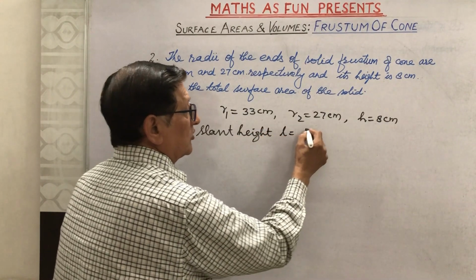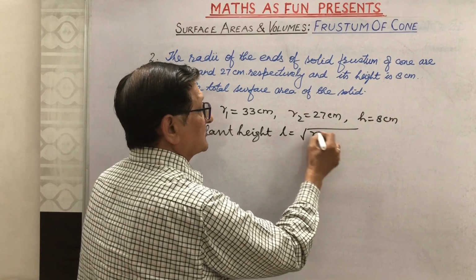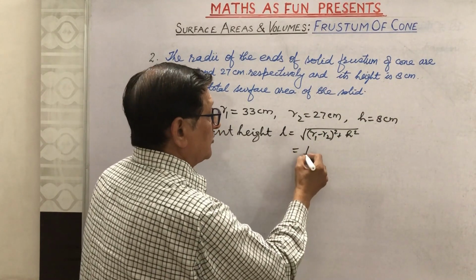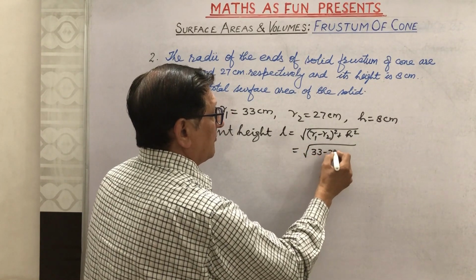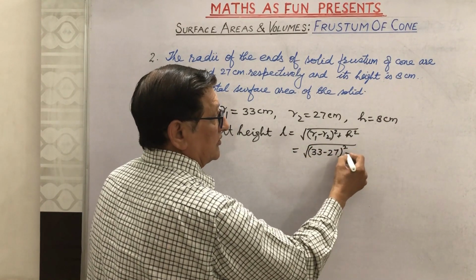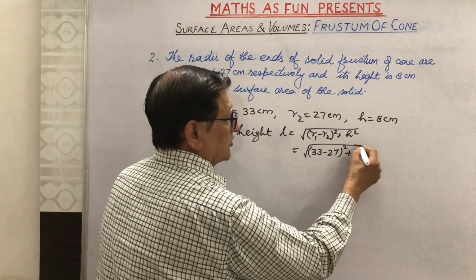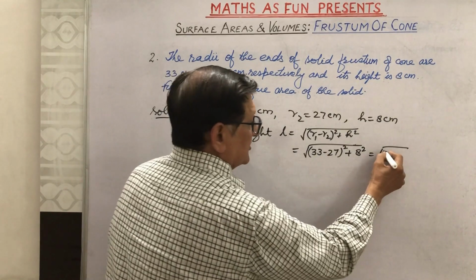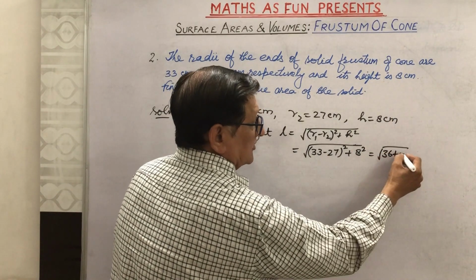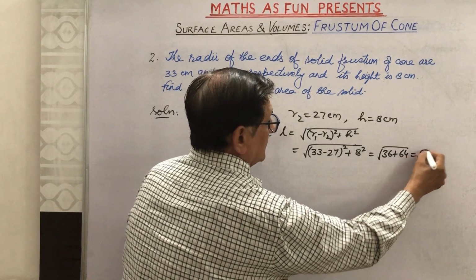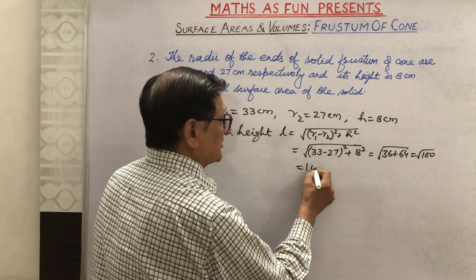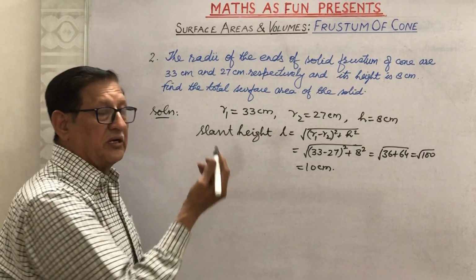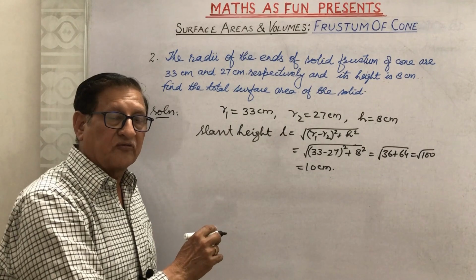L is equal to, we know the formula, root of R1 minus R2 whole square plus H square. That will be equal to root of 33 minus 27 whole square plus H square, means 8 square. Is it 33 minus 27, 6? Square of 6 is 36 plus square of 8 is 64, that is root of 100, or we can say 10 centimeters. After finding the slant height, we can make use of the formula of the total surface area.